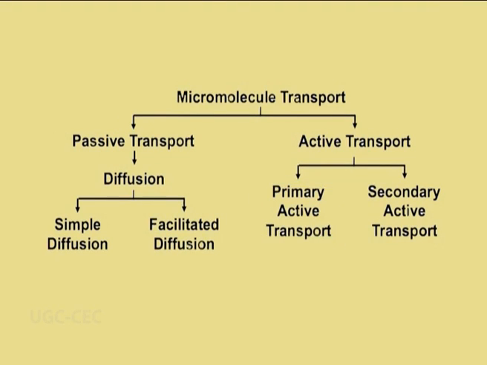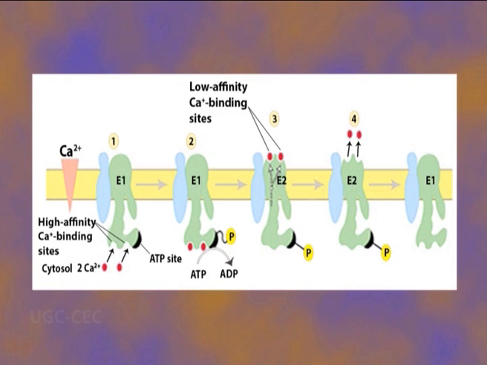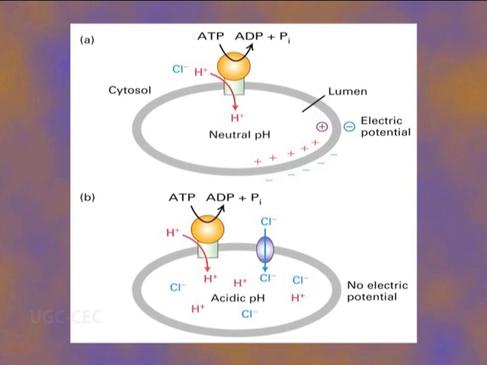A. Primary active transport. An example of primary active transport is a calcium pump found in many cells, which pumps calcium, that is Ca2+, out of the cells and so keeps their internal Ca2+ concentration much lower than external levels.